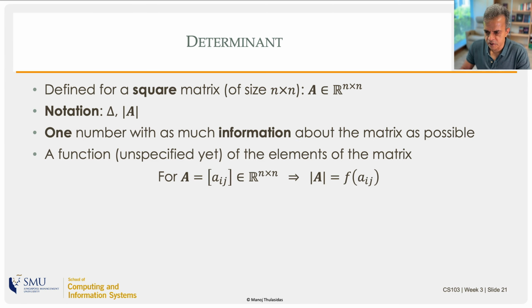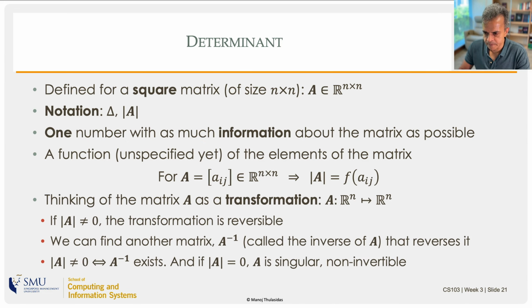So all we can say at this point is that if A is an n by n matrix containing elements a_ij, so n squared of them, then the determinant of A is a function of all these n squared numbers. If you think of A as a transformation, in this case A is a square matrix, so it's transforming vectors in one R^n to another vector in another R^n, or you can even think of it as transforming the vectors from one space to itself. Now, what I can tell you right away is that if the determinant is non-zero, then the transformation is reversible.